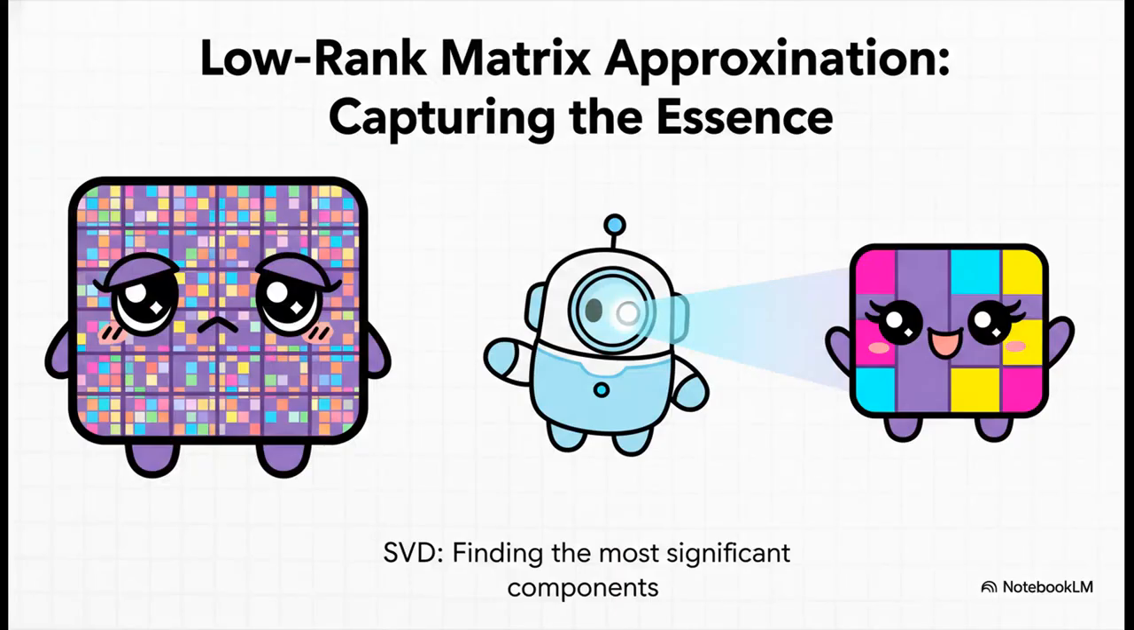But here's the amazing part. We've recreated a high-quality photo using just a fraction of the original data. That, my friends, is efficient compression in a nutshell. This technique actually has a name. It's called low-rank matrix approximation.